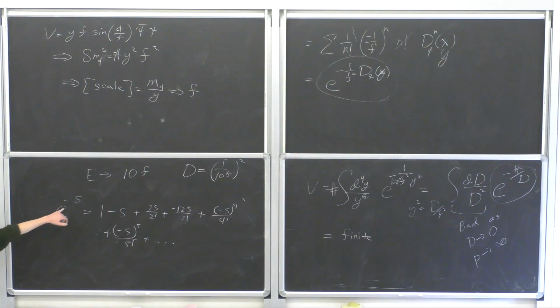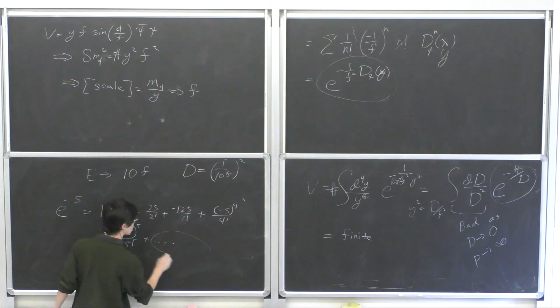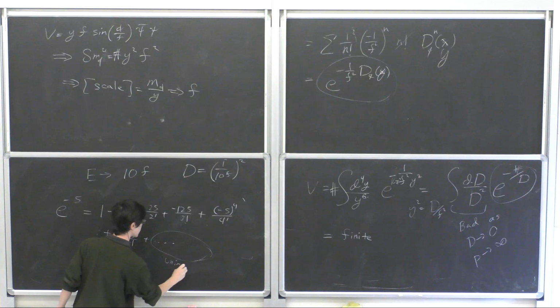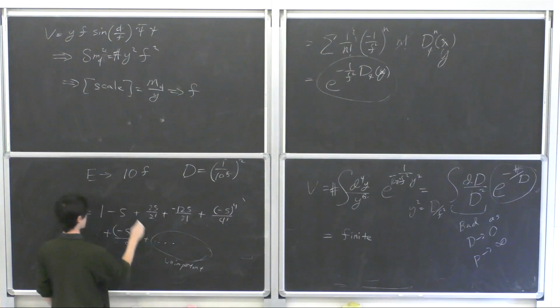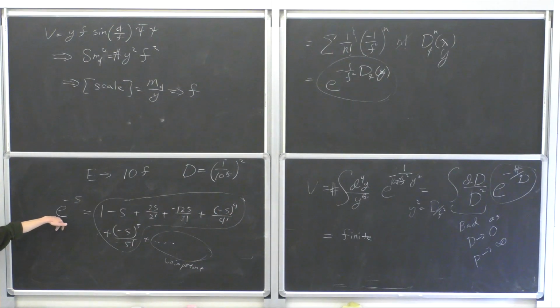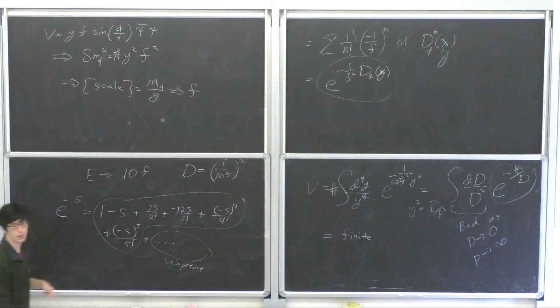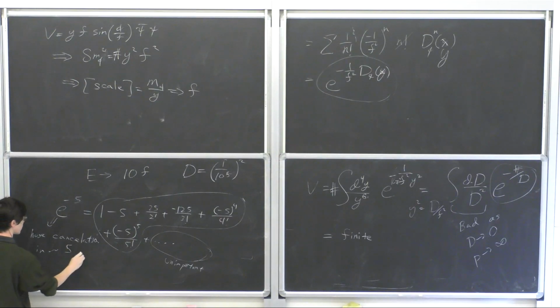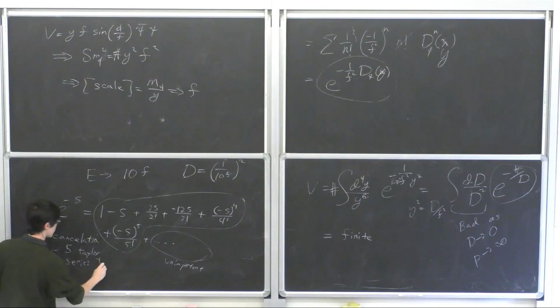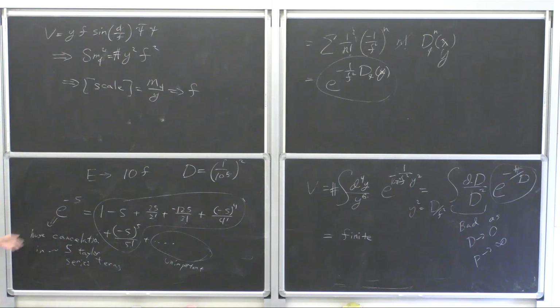What you see is these terms cancel a lot, right? E to the minus 5 is a small number. Everything here is large. And so this is saying huge cancellations in, roughly speaking, the first 5 Taylor series terms. Okay, probably some order 1 number closer to 10 or whatever.